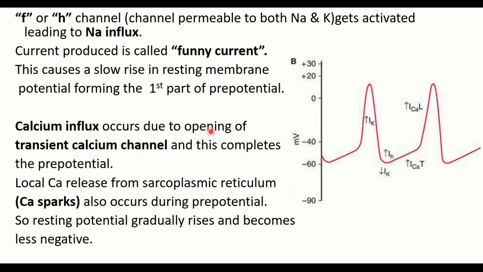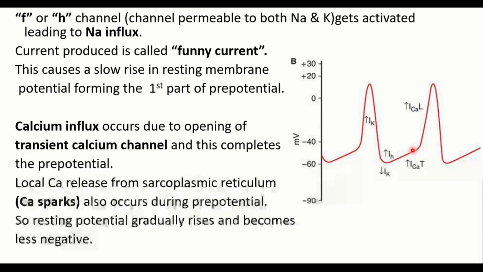Next, calcium influx happens due to opening of the transient calcium channel, and this completes the pre-potential. So the initial half of the pre-potential was caused by opening of the funny channel leading to sodium influx, and the final half of the pre-potential was caused by calcium influx caused by opening of the transient calcium channel. Also, local calcium release from the sarcoplasmic reticulum happens during the pre-potential, which is known as calcium spark.